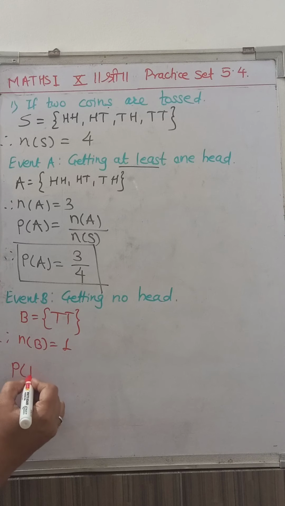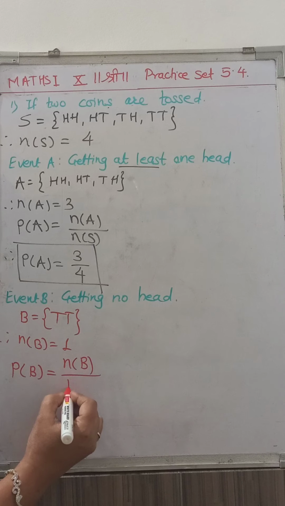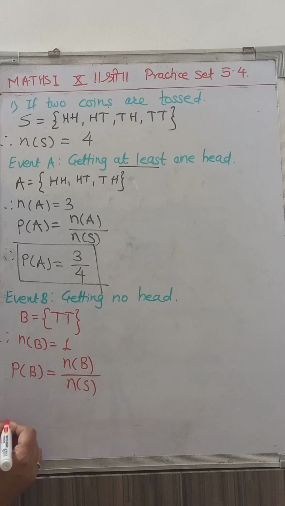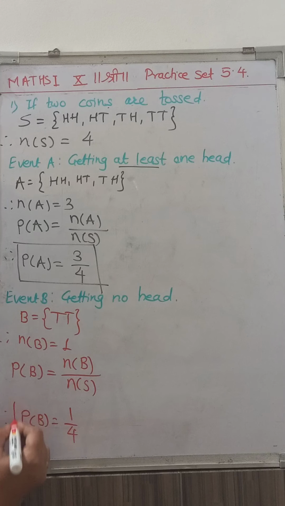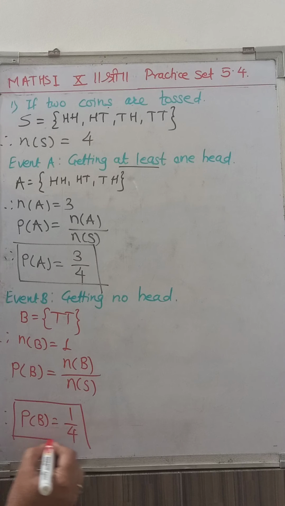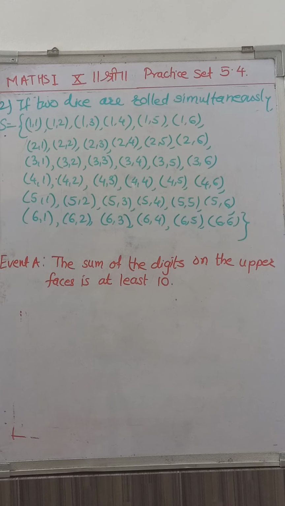Now again we want to find the probability of event B. Therefore P of B is equal to N of B upon N of S, and therefore P of B is equal to 1 upon 4, and so probability of event B is 1 upon 4. Now question number 2. If two dice are rolled simultaneously, find the probability of the following events. First, the sum of the digits on the upper faces is at least 10. Now here the random experiment is two dice are rolled simultaneously.